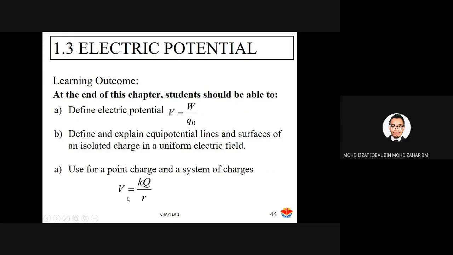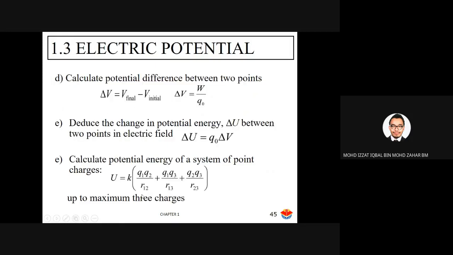Okay, so normally for the calculation we'll be using this formula. Okay, and then we have delta V, delta U equals to W. Okay, these two maybe kita tak sempat kot yang E dengan F tu.